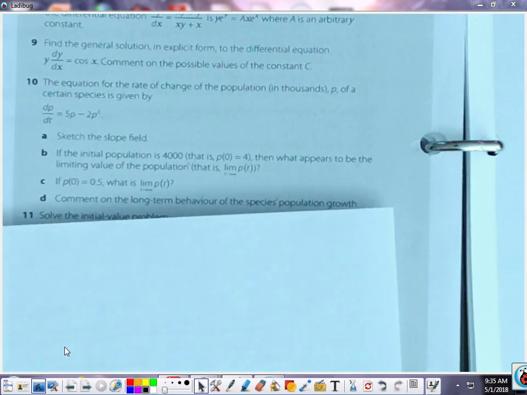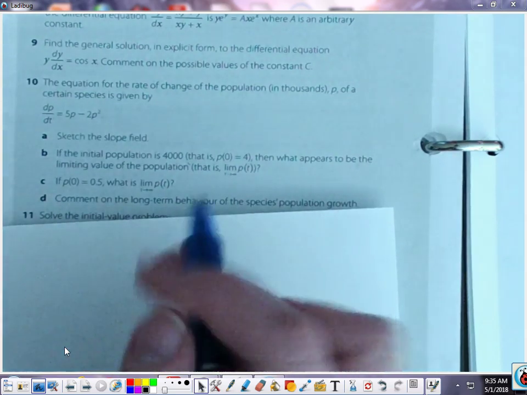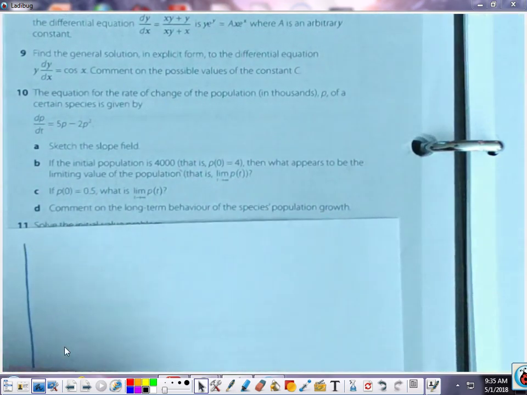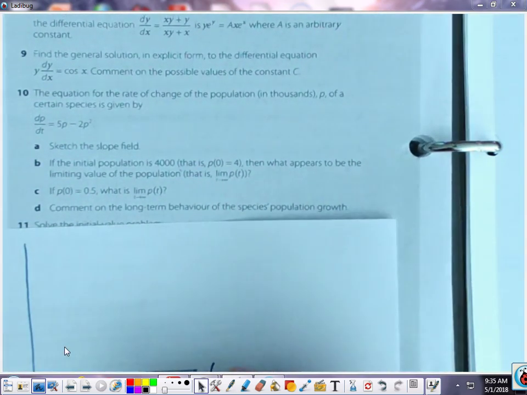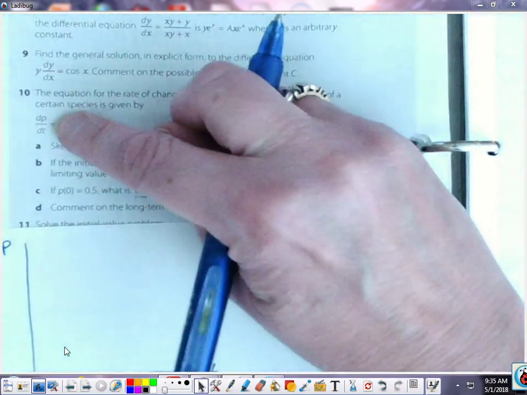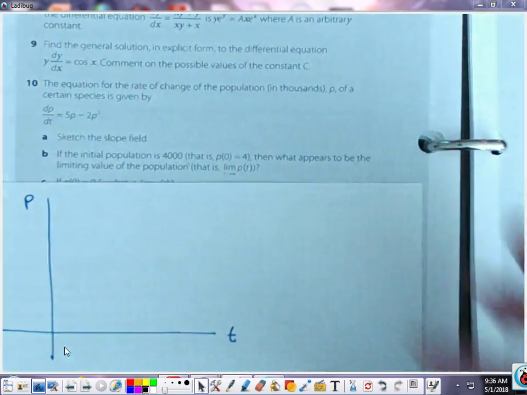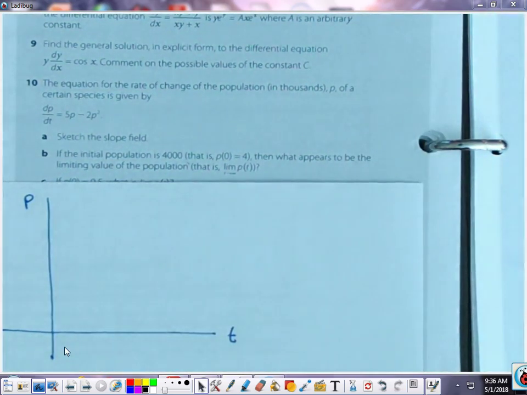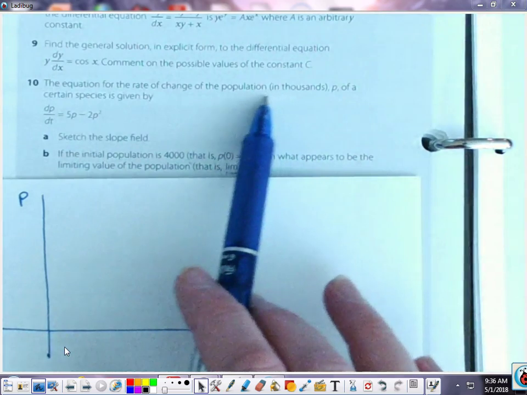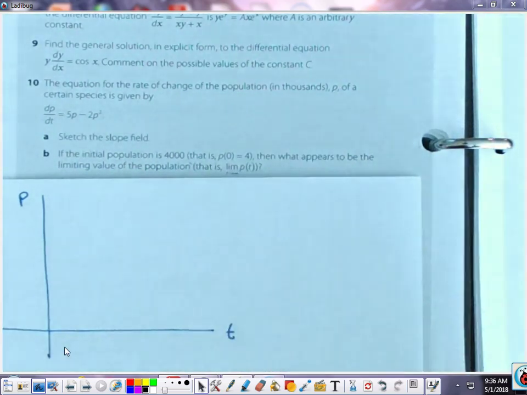Okay, so just to start, number 10 does ask you to draw a slope field. When you sketch a slope field, you're going to have T on this axis and P on this axis, because it's dP/dt. It's going to be little slope lines. If you think P over T, that's like dP/dt. It tells you that this is the equation for the rate of change of population in thousands for a certain species.